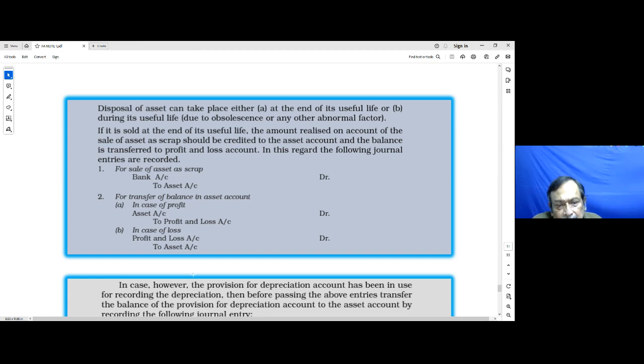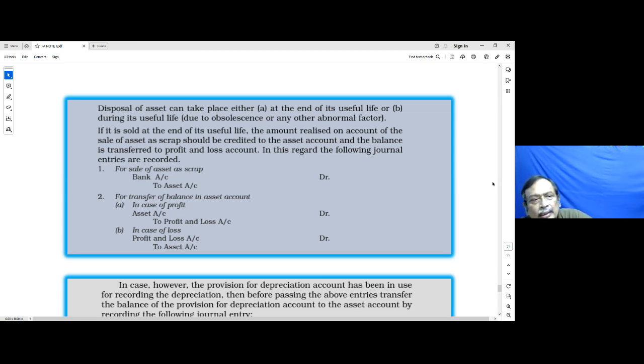So we'll discuss up to this, and after that we'll close our session today. Disposal of an asset can take place either (A) at the end of its useful life, or (B) during its useful life due to obsolescence or any other abnormal factor. If it is sold at the end of its useful life, the amount realized on account of the sale of the asset as scrap should be credited to the asset account, and the balance is transferred to the profit and loss account. In this regard, the following journal entries are recorded.